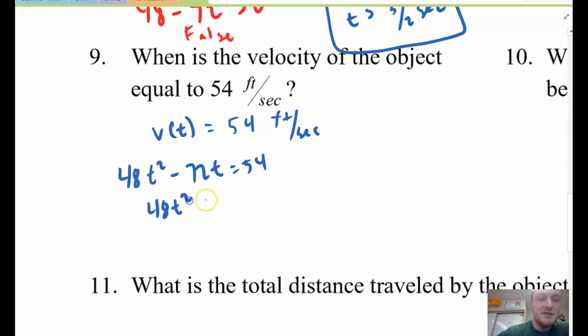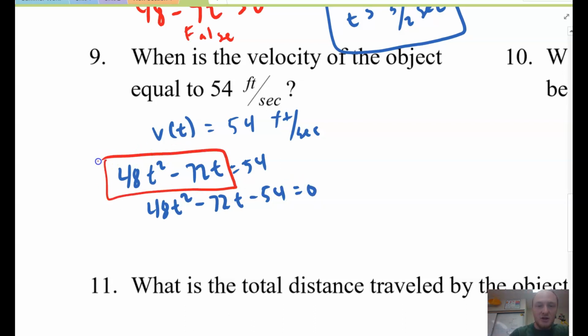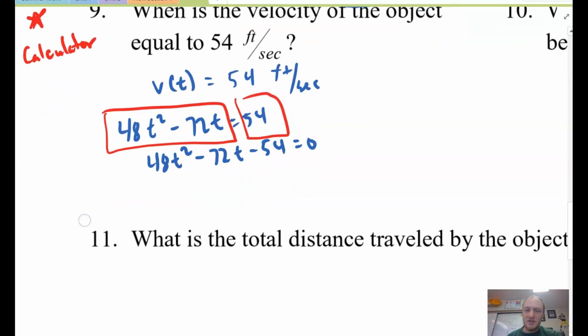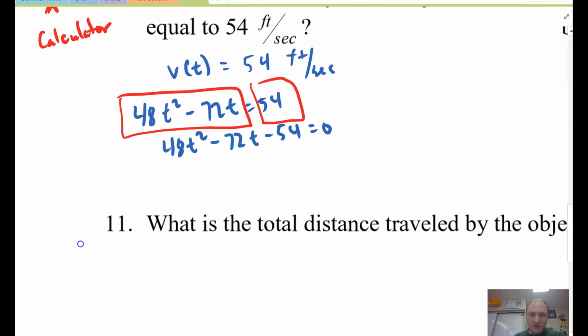So 48t squared minus 72t minus 54. When is this equal to 0? Or, I mean, you could just plug this piece into your calculator, and plug this piece into your calculator, and you can see when they're equal. But this does require a calculator. Or if you have a CAS, right, you could just hit solve with the CAS. So there's videos on how to solve those. Look back if you need to.